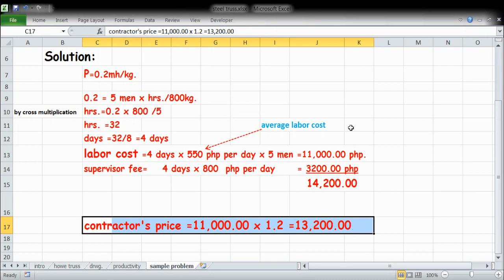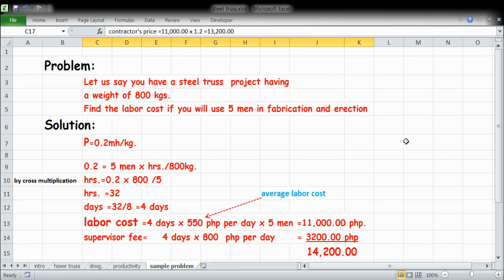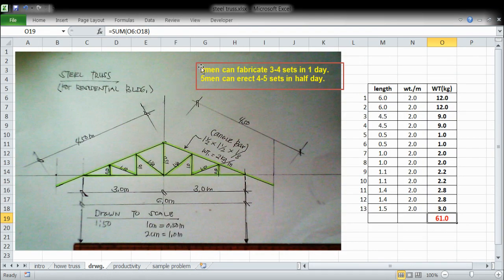So having this example, you can use this idea every time that you are having a steel truss project. So our vantage point is this. Okay, 2 men can fabricate 3 to 4 sets in one day, and 5 men can erect 4 to 5 sets in half day with this particular weight or tonnage. So 3 sets of this and 4 to 5 sets of this.